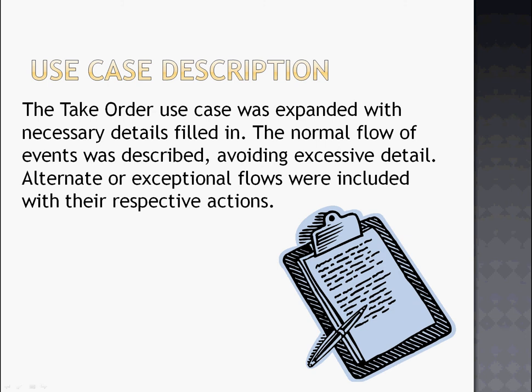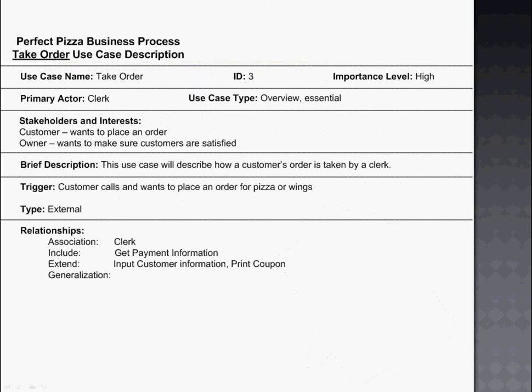The activity diagram was reviewed and used as a starting point to create a use case description. The subject of our walkthrough, the take order use case, was expanded and refined for the use case description. Like the activity diagram, this use case description has been split to increase readability. The use case name is take order, and the ID number is 3, reflecting its position on the activity diagram. This use case has been given a high importance level. The primary actor is clerk. The use case type is overview essential.